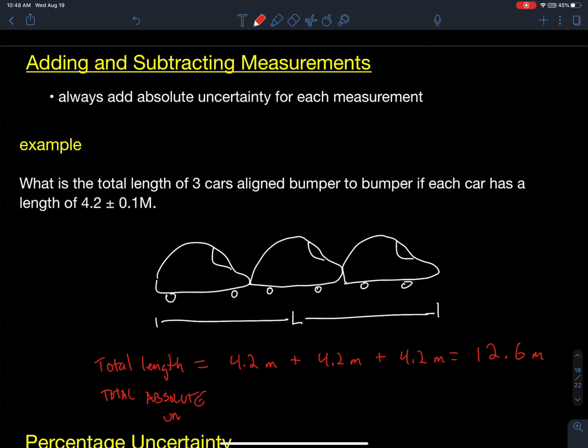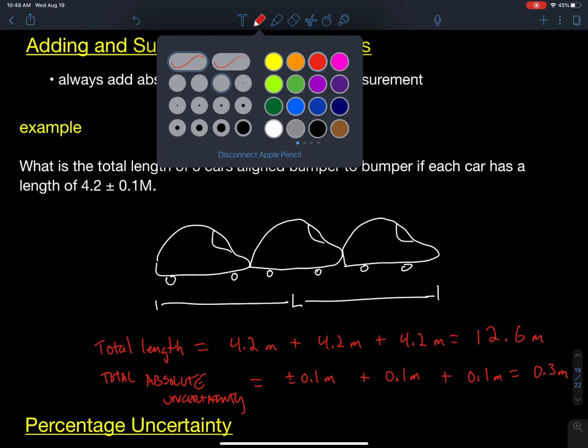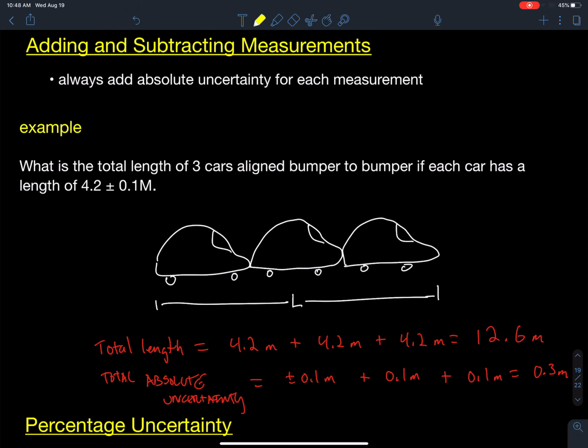And then the total absolute uncertainty, I just have to add up this number. It's going to be plus or minus 0.1 meters plus 0.1 meters plus 0.1 meters, which is equal to 0.3 meters. So then I would say that the total uncertainty, I'm going to put that in yellow, the total measurement is 12.6 plus or minus 0.3 meters. Okay, that's my final answer. So the final absolute uncertainty is 0.3 meters, and the total measurement is 12.6.